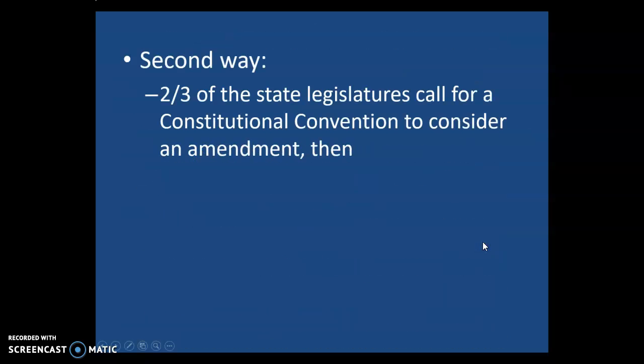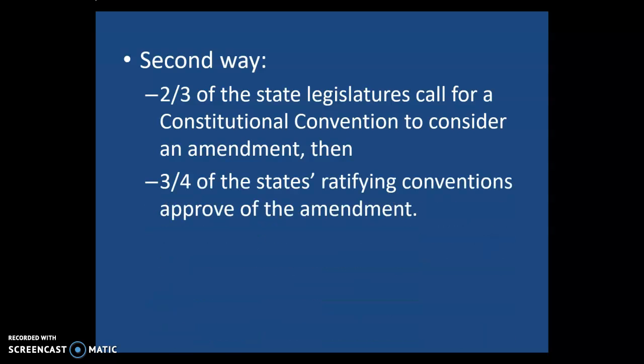Or the second way we can do it is 2/3 of the state legislatures call for a constitutional convention to consider an amendment. And then, once that convention is convened in the various states, when 3/4 of the states' ratifying conventions approve of the amendment, it will go into effect. It will become a part of the Constitution.